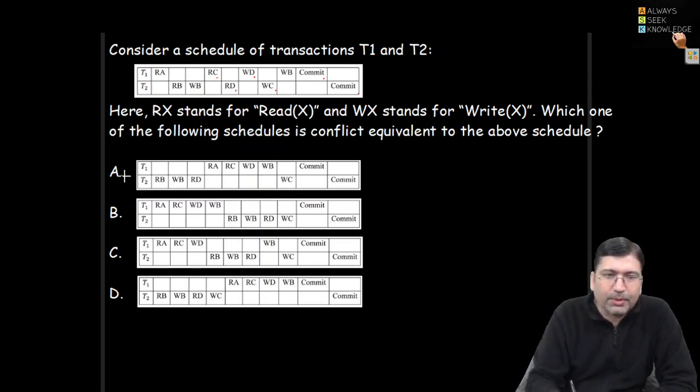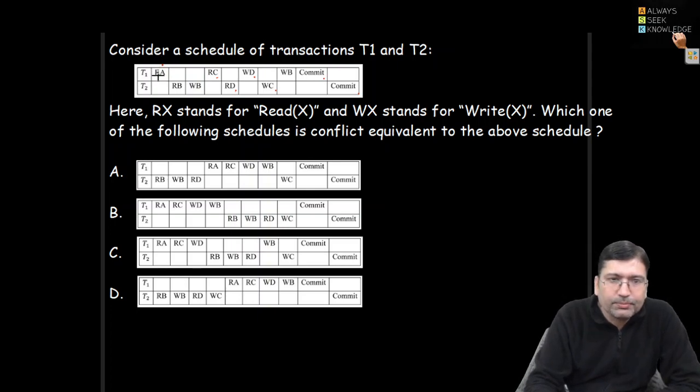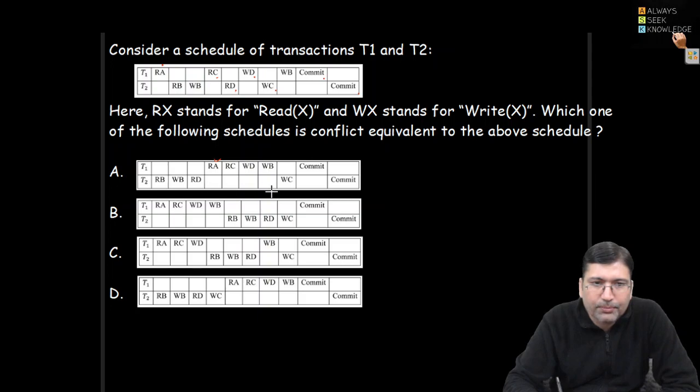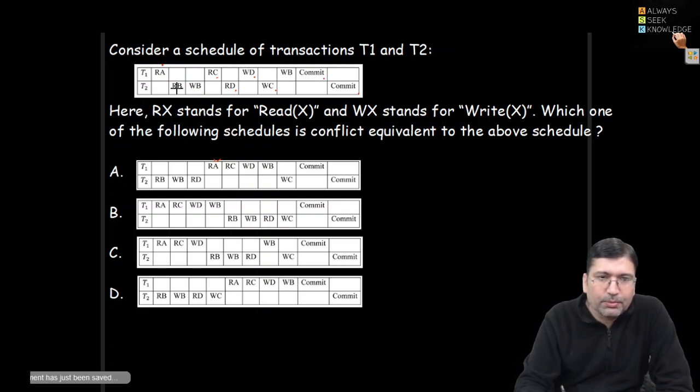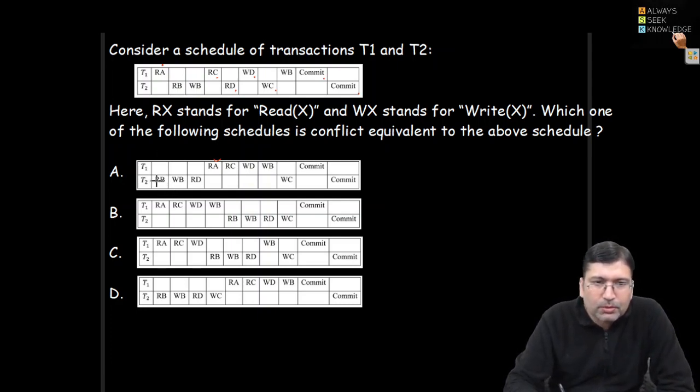If I compare the read operation on A, the first read on A is being done by T1 only, because T2 is not reading A. So it is okay. Then the first read operation on B is being done by T2, and the very first write operation on B is being done by T2. So here it is fine because T1 has not done the write operation yet.